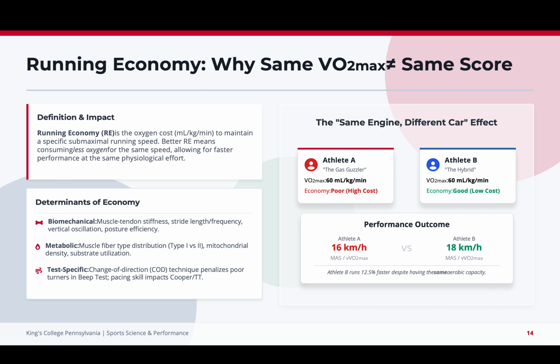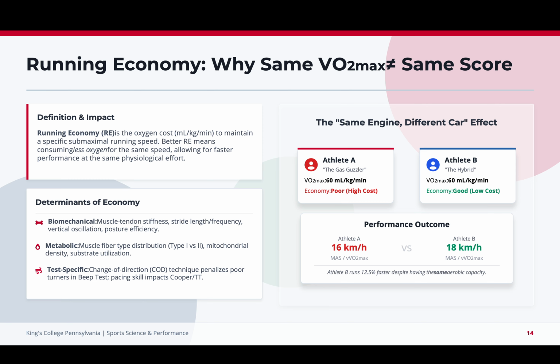What are the determinants of the economy? The biomechanics: muscle tendon stiffness, stride length, frequency, vertical oscillation, posture, and efficiency. The metabolic: muscle fiber type distribution, type 1 versus type 2, mitochondrial density, and substrate utilization. And the test specific: change of direction technique penalizes poor turners in the beep test. Pacing skills impact the Cooper test.